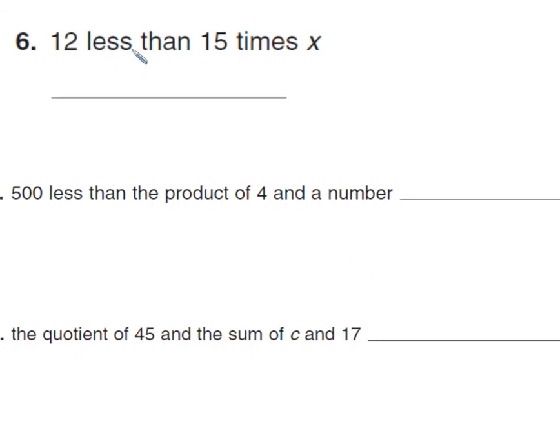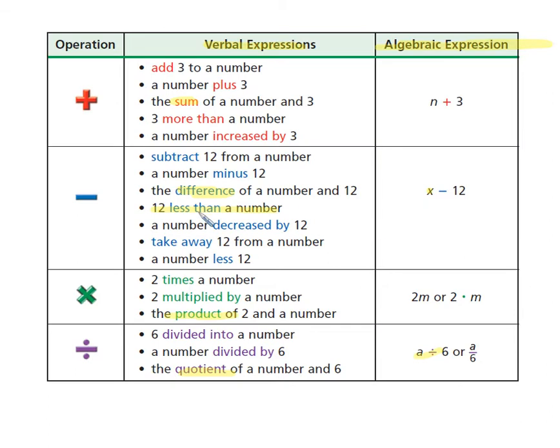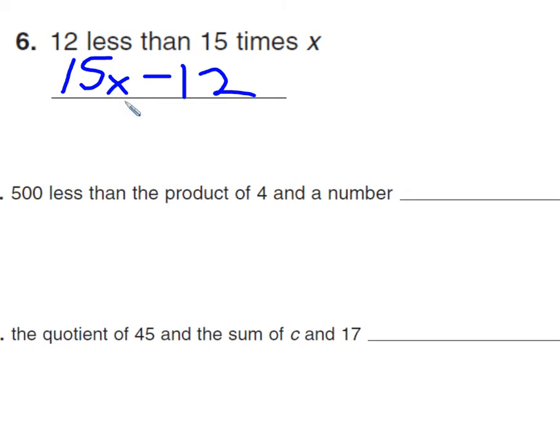So we have 12 less than 15 times x. So we have the 15 times x. So it's 15x, or 15 times x. And then it's 12 less than that, minus 12, just like we talked about in the previous, the little 12 less than a number. This one says 12 less than 15 times x. So we do that first.